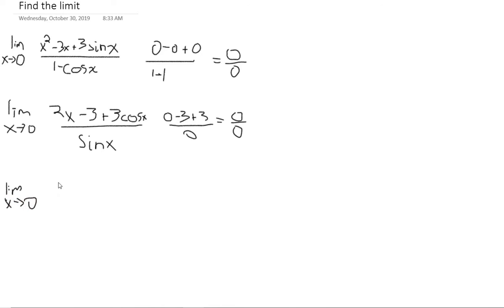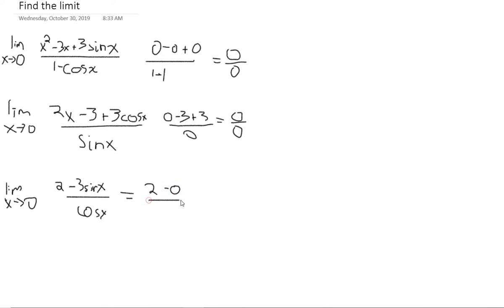Okay, derivative of 2x is just 2, plus 3 cosine, well, derivative of cosine is negative sine, so I'm going to have a negative 3 sine x, all over derivative of sine, which is just cosine, positive, make sure. Okay, so now we can take our limit. The 2 stays the same, minus 3 sine 0. Sine of 0 is 0.